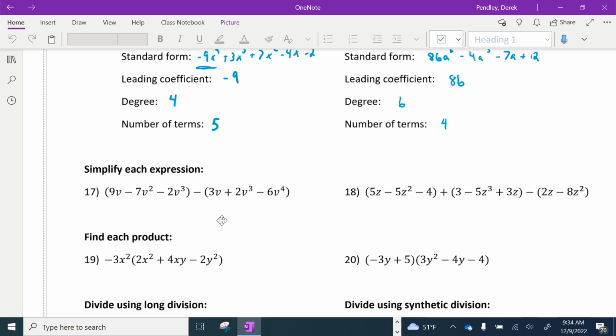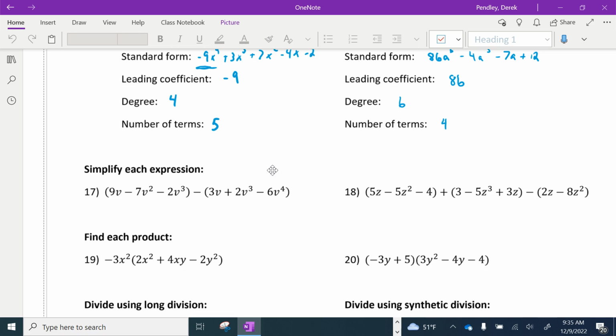All right, so on these simplifying expressions, some people made this way harder than it needed to be. This is not multiplication. You're not multiplying two trinomials together. There is a subtraction symbol between there. So nothing happens to this first trinomial. You can drop the parentheses, but this negative gets distributed to the others, and then you just collect like terms.